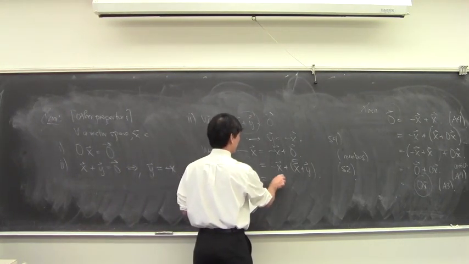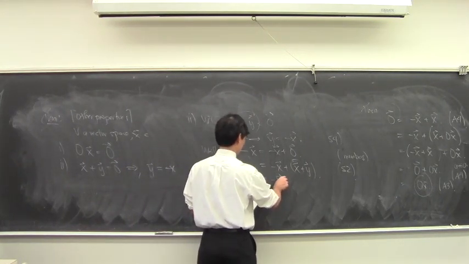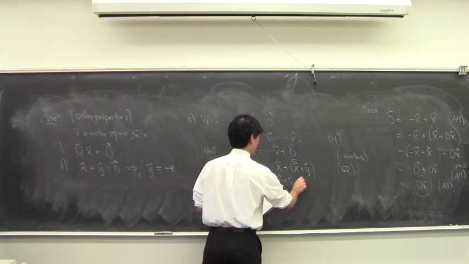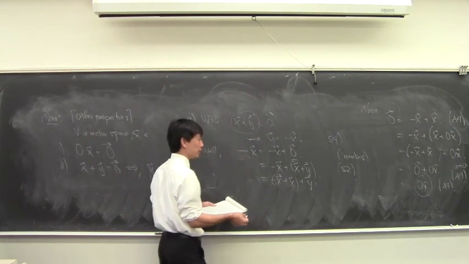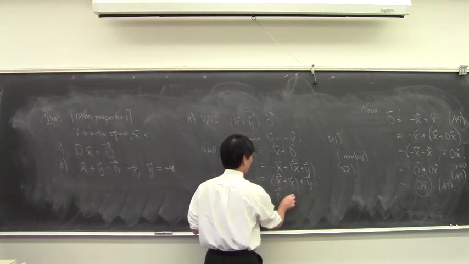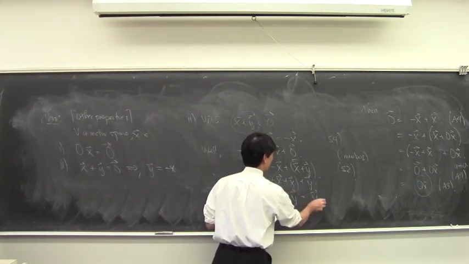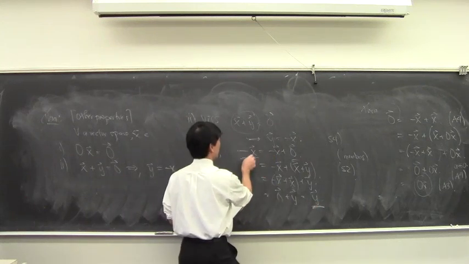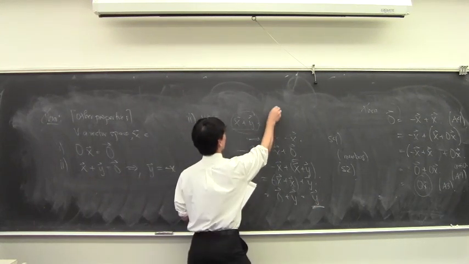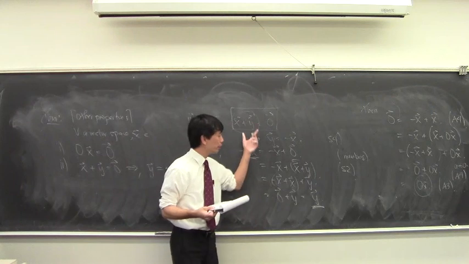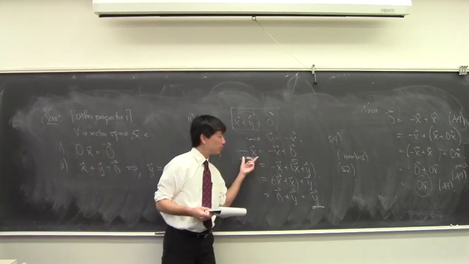But then you use associativity. Negative x plus x, plus y, by associativity. So it's going to be 0 plus y, which is y. And so what you get is that if x plus y is the 0 vector, then y must be negative x.